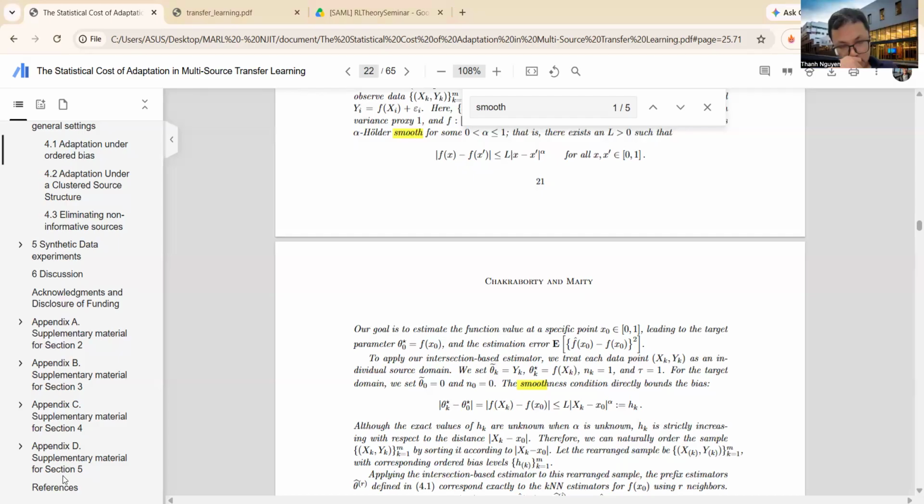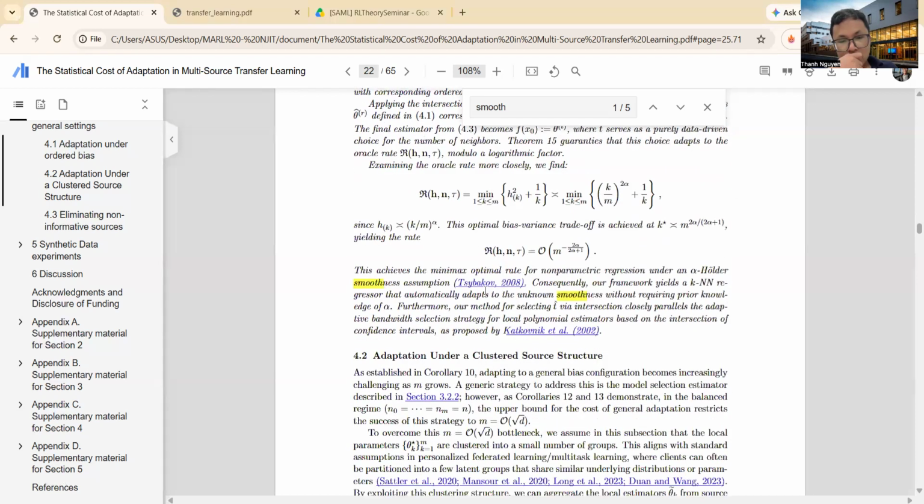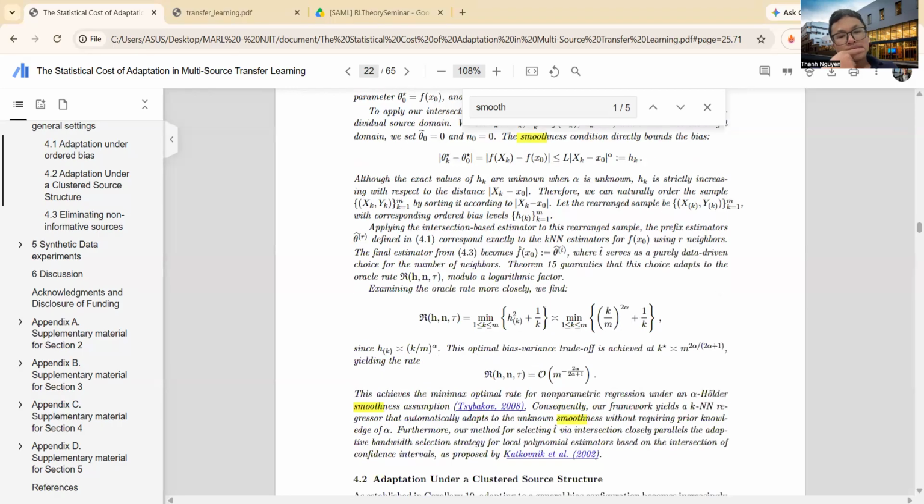Can you scroll down to the end of this page? Okay, that's it. Okay, that's interesting. Any question? I think this set result is very interesting about transfer learning, but of course only for the estimation setting. It's not for sequential decision making.